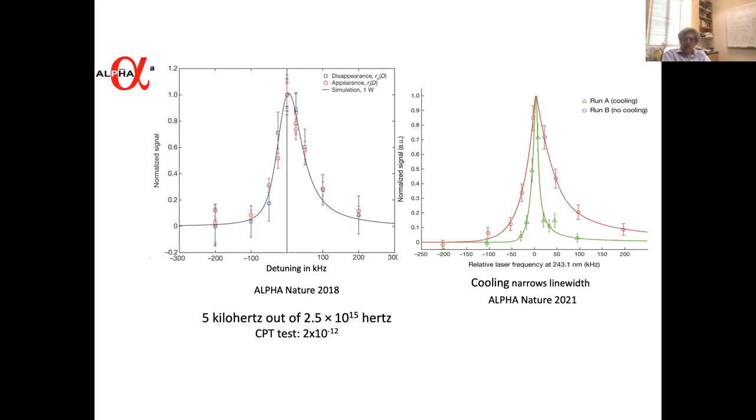So we say, okay, we'll look a little bit closer, and a little bit closer. And right now we're in the business of being able to look maybe a factor of 10 closer in the next few years. It took 15 years for us to figure out how to trap, how to cool, how to diagnose the antihydrogen. But now we're going to come up with precision measurements a factor of 10 better than we have to date.